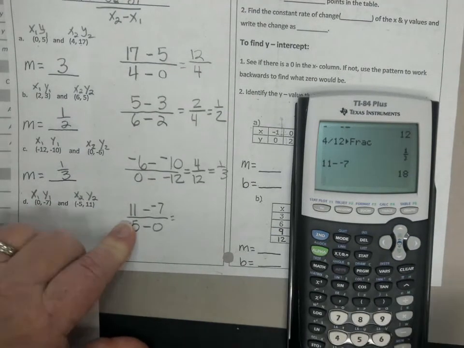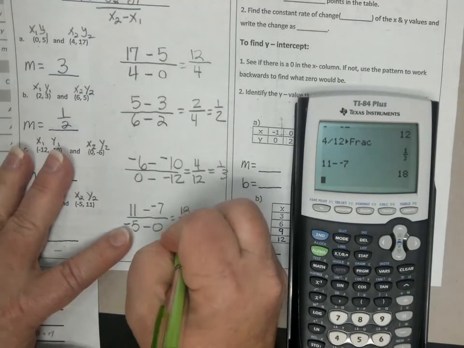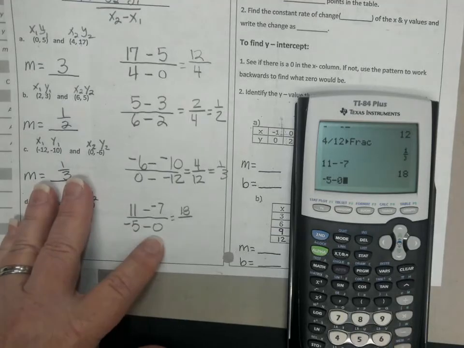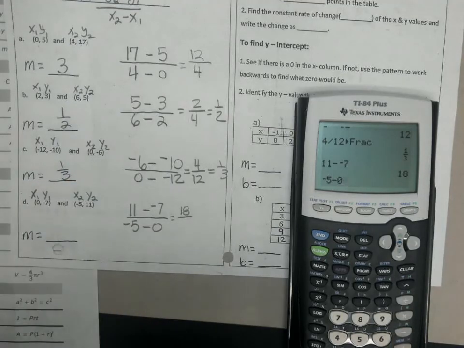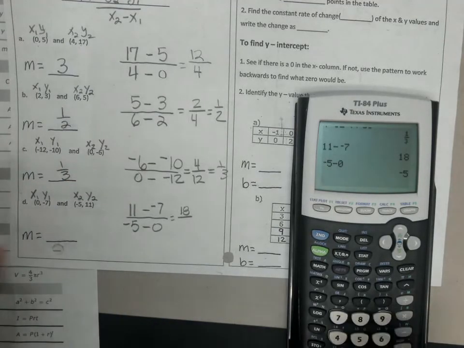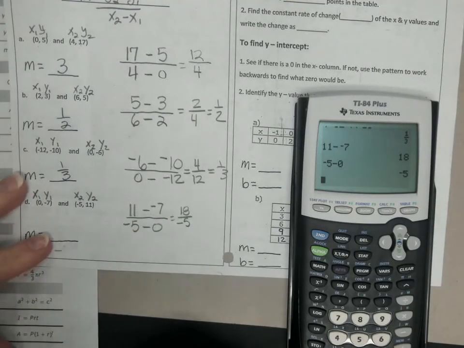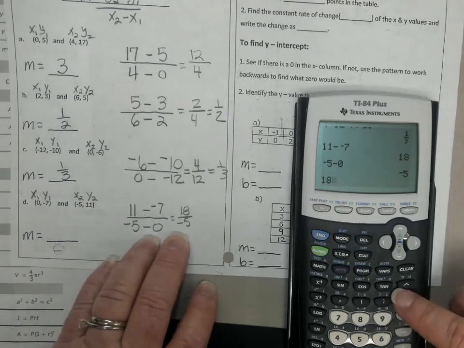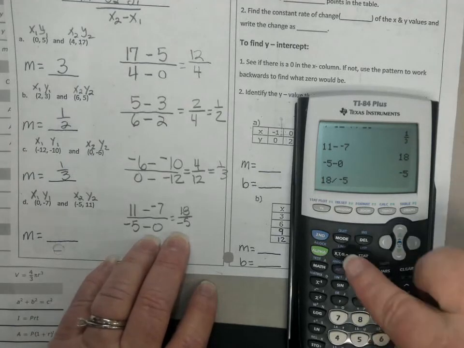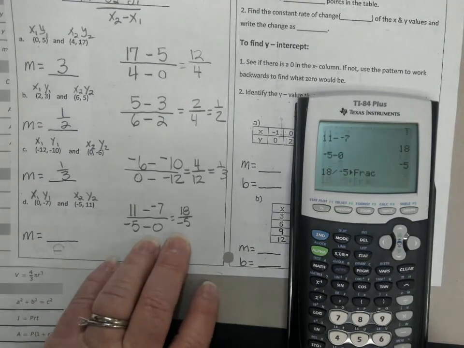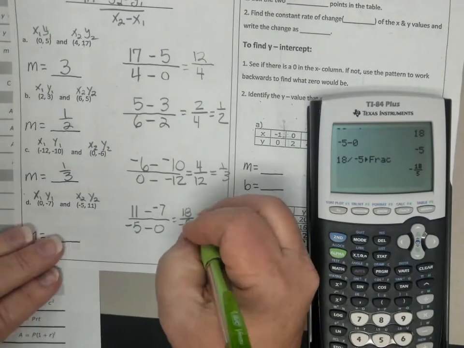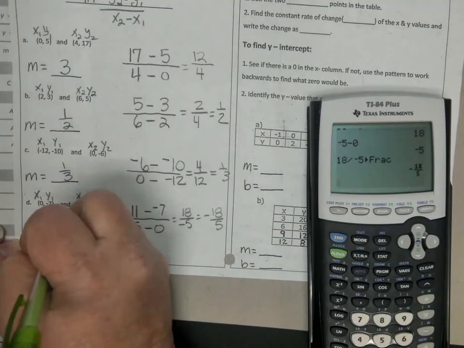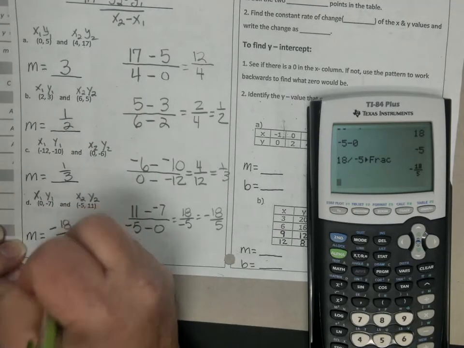Now I'm ready to put things in my calculator, and I'm going to do 11 subtract negative 7 and hit enter, and I get 18. And I get negative 5 subtract 0, and I get negative 5. I'm going to see if it'll simplify. 18 divided by negative 5, math, enter, enter, and I get negative 18 over 5, so it didn't simplify. My answer is negative 18 over 5.